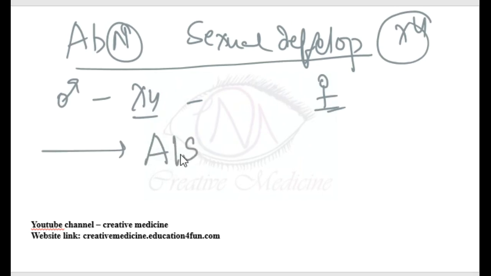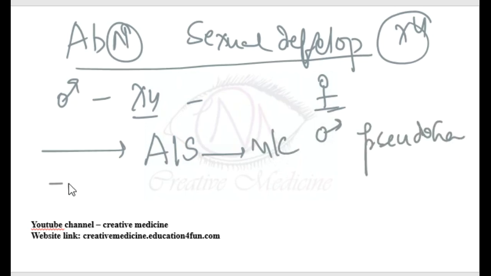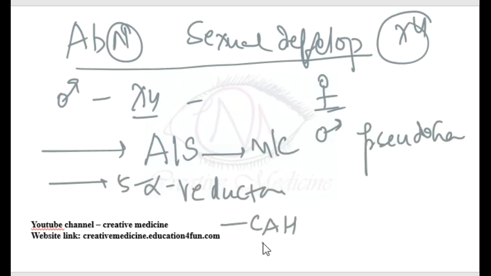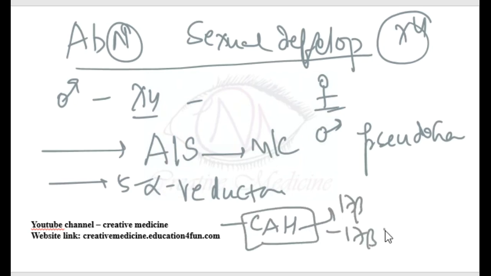First, androgen insensitivity syndrome. Androgen insensitivity syndrome is the most common cause of male pseudohermaphroditism. Second, 5 alpha reductase deficiency. Third, congenital adrenal hyperplasia, where there is 17 alpha hydroxylase deficiency or 17 beta hydroxysteroid deficiency, 3 beta hydroxysteroid deficiency.